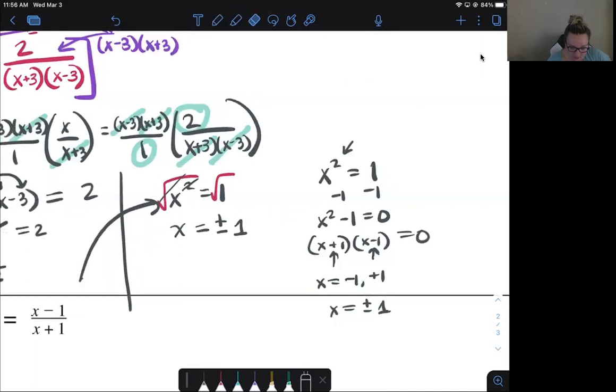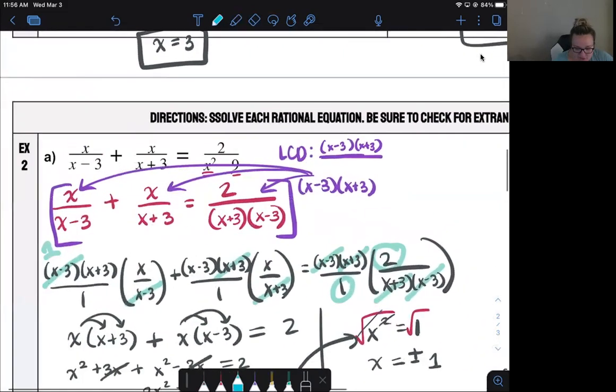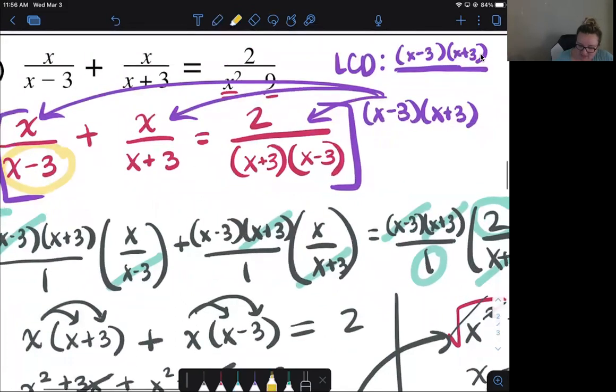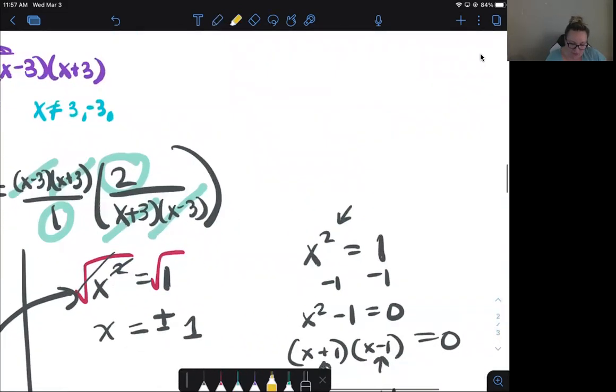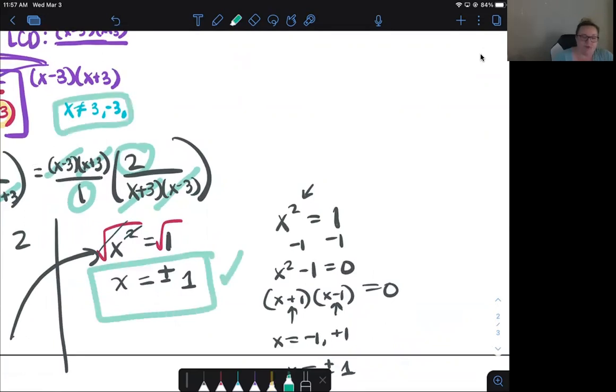It doesn't matter. Now our two solutions are positive and negative 1, but we need to make sure we're allowed to have those as our solutions. So we need to look back at the original equation. What would make x minus 3 zero? Positive 3. So we know that x cannot equal positive 3. For x plus 3 to be 0, x would not be allowed to be negative 3. We already have those. Well, we got positive and negative 1. So it looks like those answers are allowed because the restrictions were for 3 and negative 3.